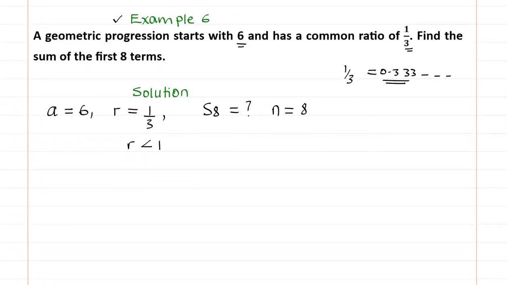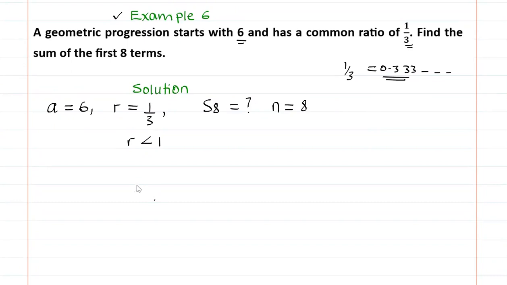We shall use the formula that says sum of n terms of a GP is A into 1 minus R power n over 1 minus R. This is the formula that I quoted, that R is less than 1. We use this formula. You must be having it in your notes if you are writing. In case you are not making notes, please start making your notes immediately.